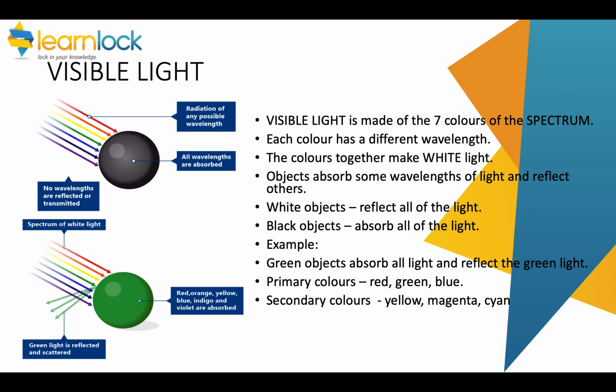Visible light. Light is made of 7 colours of the spectrum. Each colour has a different wavelength, and mixed together, they make white light. Objects absorb some wavelengths of light and reflect others. If you look at an object and it looks white, that's because it reflects all of the light that hits it. If you look at an object and it looks black, it's absorbed all the light. If you look at an object that looks green, as shown here, it's absorbed all of the light apart from the green light which it reflects.